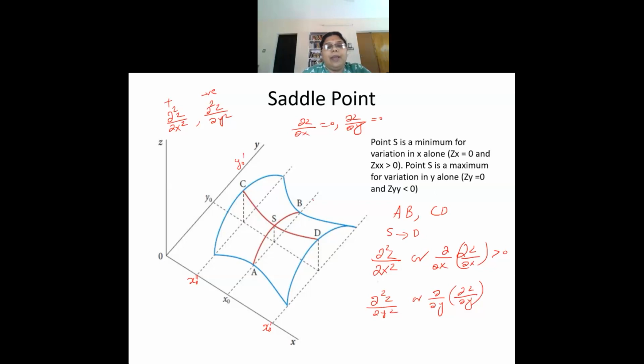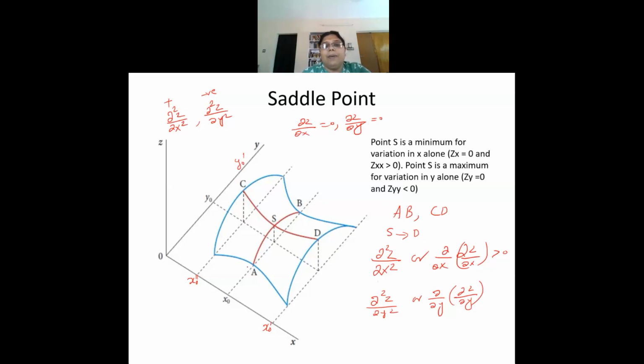Now, when you move from S to B, what is happening here? The slope ∂z/∂y, or ∂/∂y of ∂z/∂y, that is, when there is a change in y alone holding x constant, ∂z/∂y is actually decreasing as you move from S to B, right?